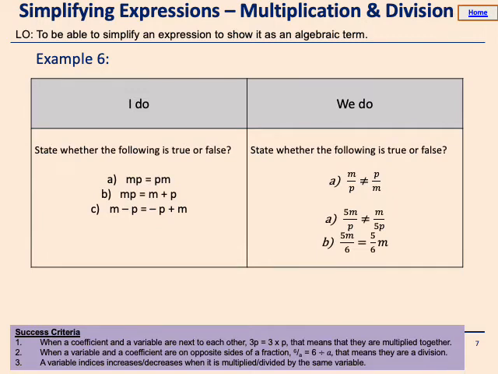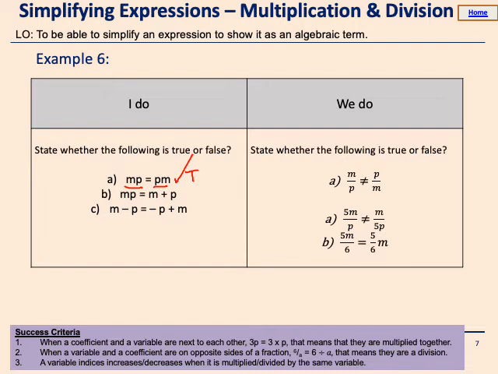Okay, so this one we need to state whether the following is true or false. So again, like we discussed before, this here means m times p, and this means p times m. So that is true. All we have done is swapped around the order of the multiplication, and it will not change the answer. Put some values in if you want to see if that works. Is 5 times 2 the same as 2 times 5?